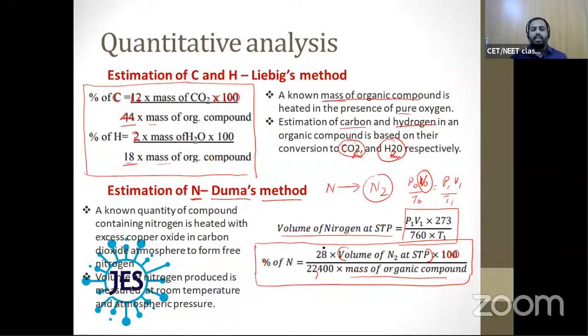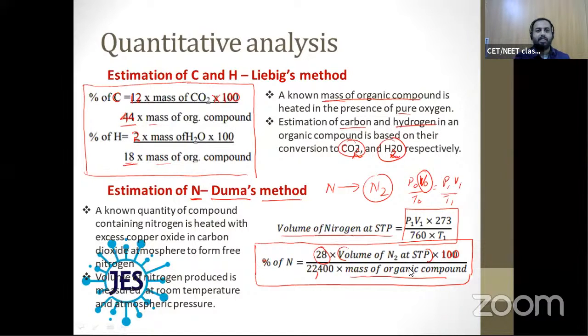Now why is this 28? Any one of you in the chat section, can you say? Why 28? Again, not mass number, mass number is different. What is 28? Come on. Yes, molecular mass. Molecular mass of what? Yes, Suchitra is right. Molecular mass of nitrogen. Molecular mass of nitrogen is 28. Good.